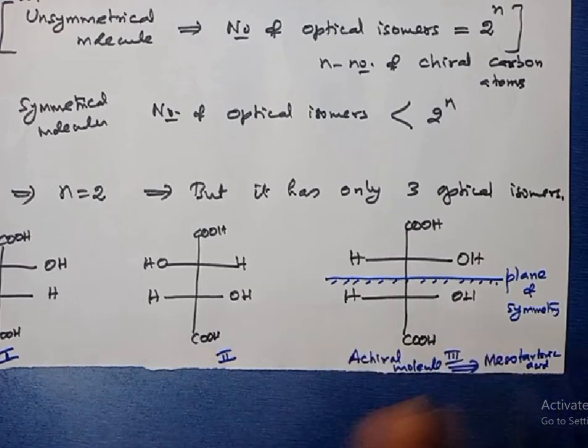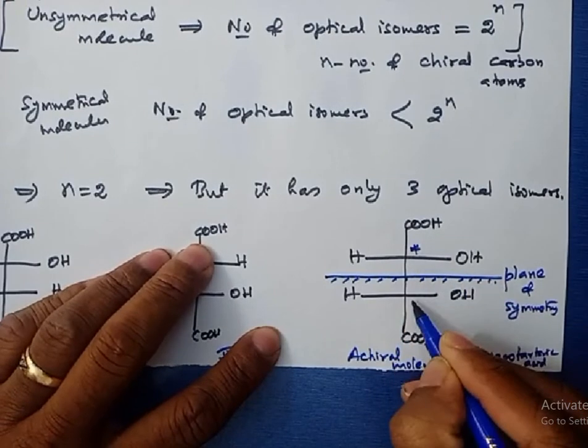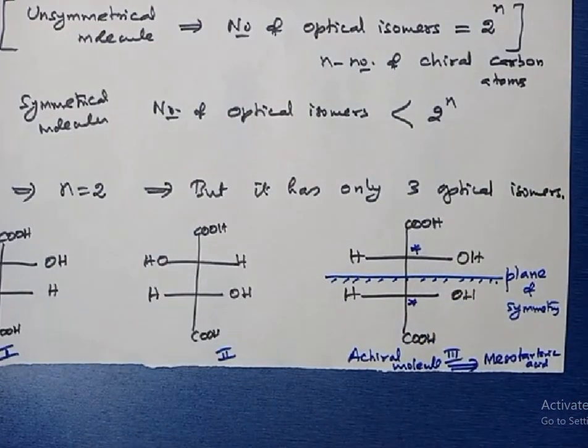But the third one, though it contains 2 chiral carbons, see, this is a chiral carbon, this is a chiral carbon, it contains 2 chiral carbons, but it is not chiral, it is achiral. Note this point, very, very important. Presence of chiral carbon is not at all important. What is important is the structure of a molecule and its mirror image structure.